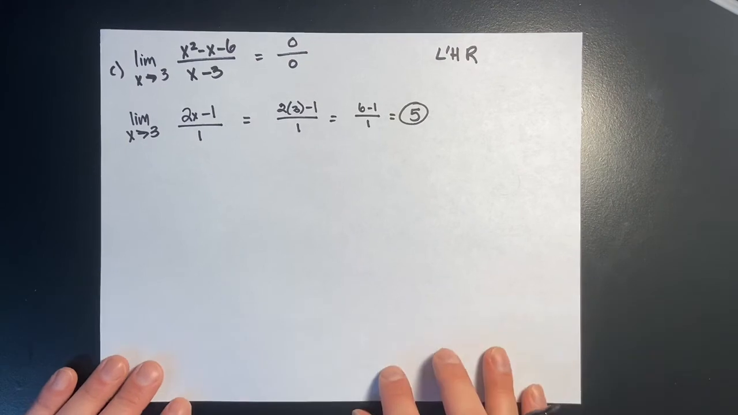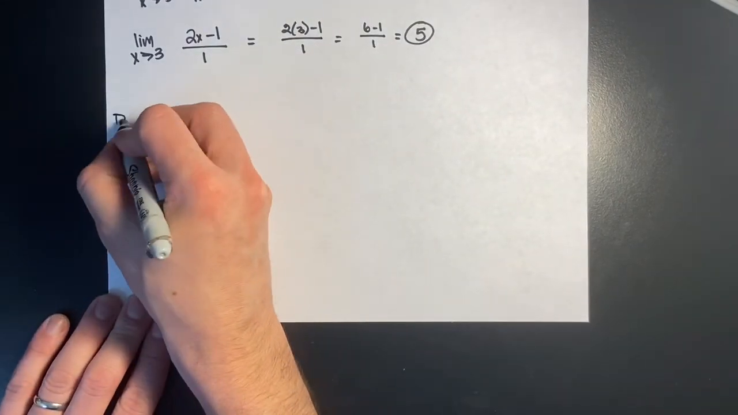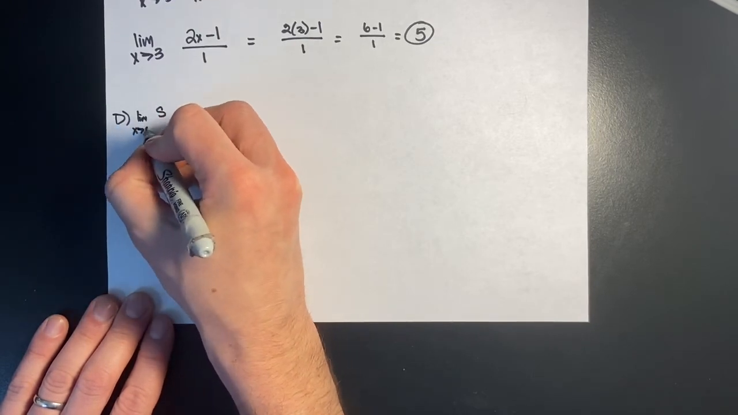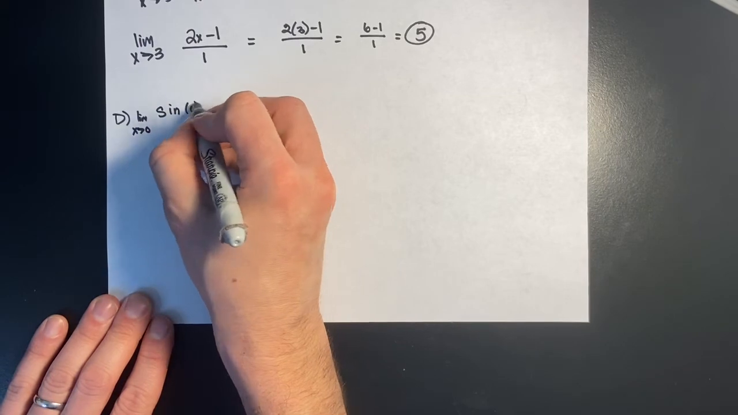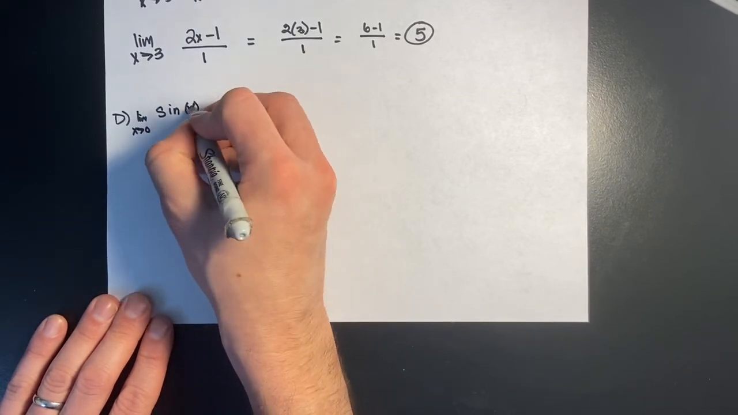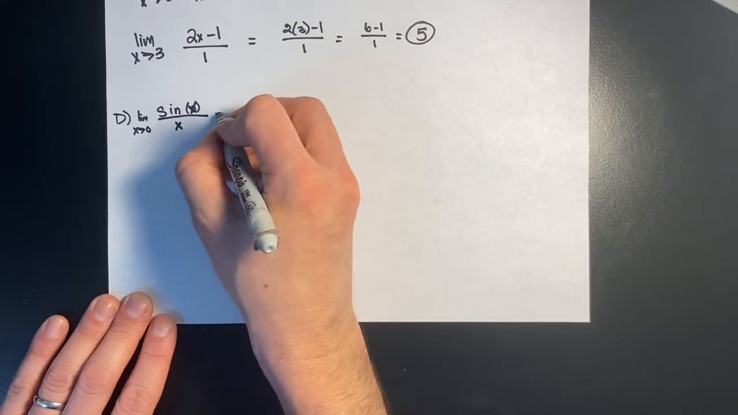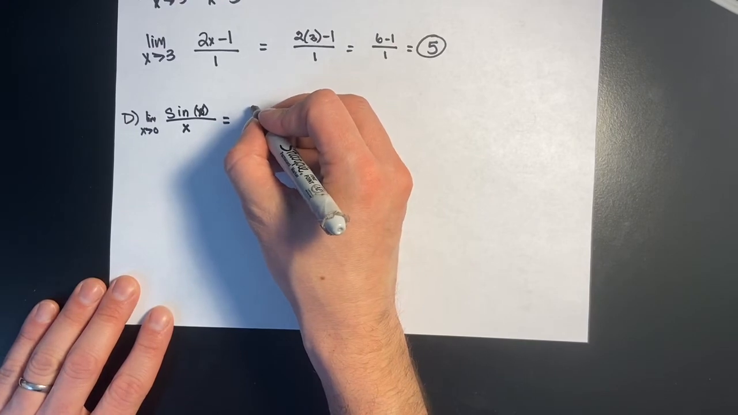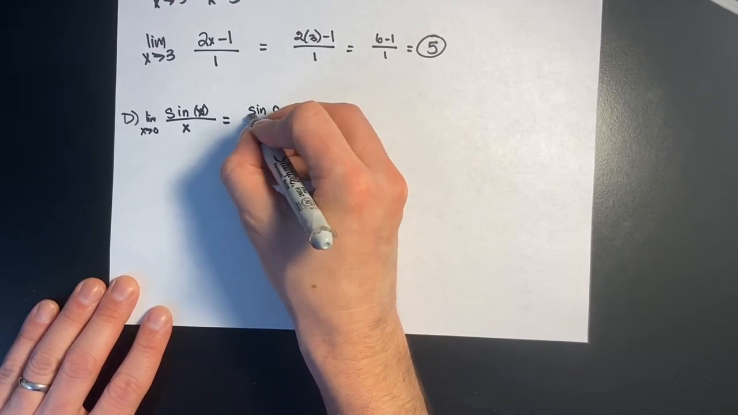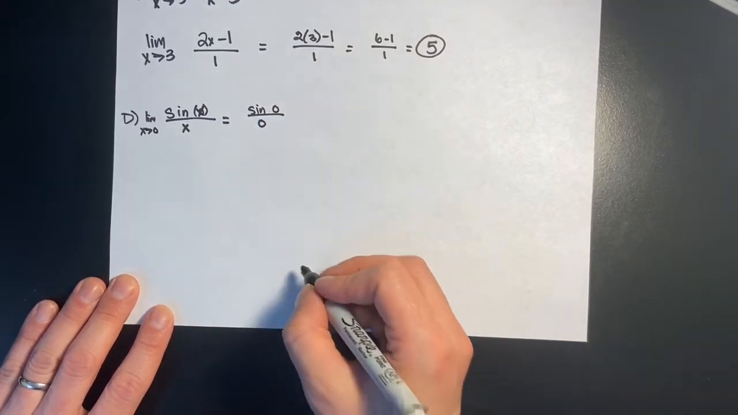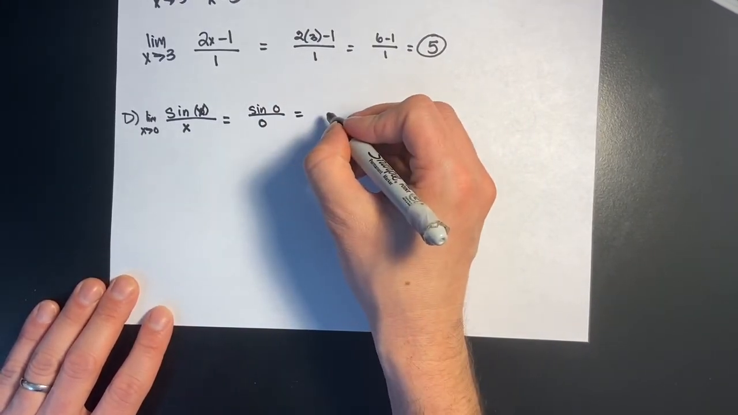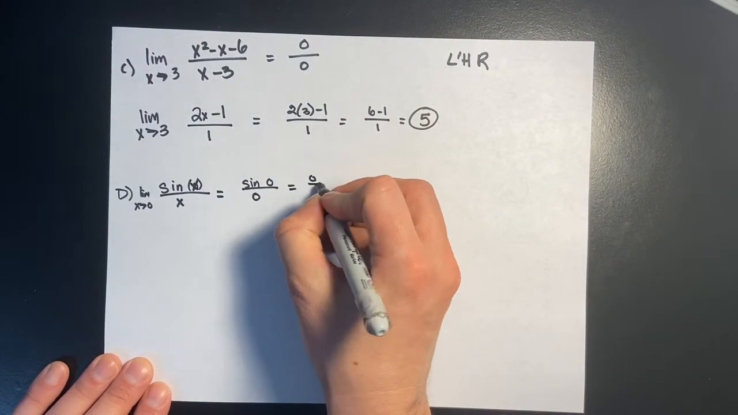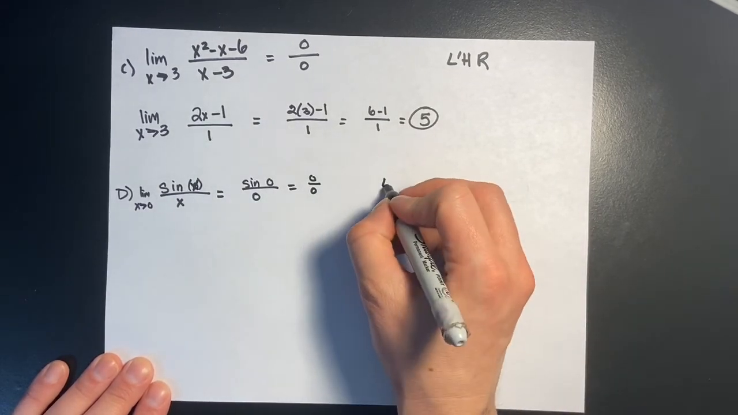While we're at it, let's do D. D was the limit as x approaches 0 of sine x over x. Right now, if I plug it in, I would get sine 0 over 0. Sine 0, according to the graphing calculator or any other method that you use, is going to be 0, and 0 over 0 is no good. Let's use L'Hopital's rule.